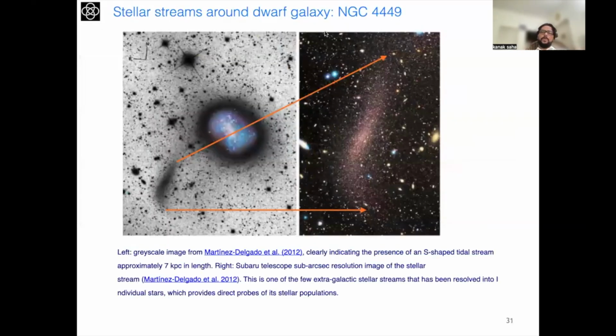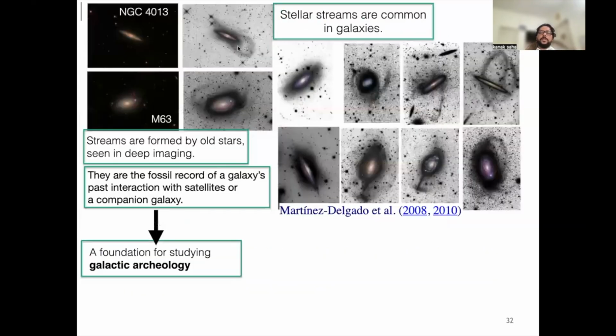Stellar streams are also found in dwarf galaxies. In smaller dwarf galaxies, stellar streams with deep photometry now seem to be common. If you look at an SDSS galaxy with deep photometry, you can see amazing structures around these galaxies. The streams are basically formed by old stars that we see in the deep imaging, and they are the fossil record of a galaxy's past interaction with satellites or companion galaxies. In other words, stellar streams lay the foundation to study galactic archaeology.